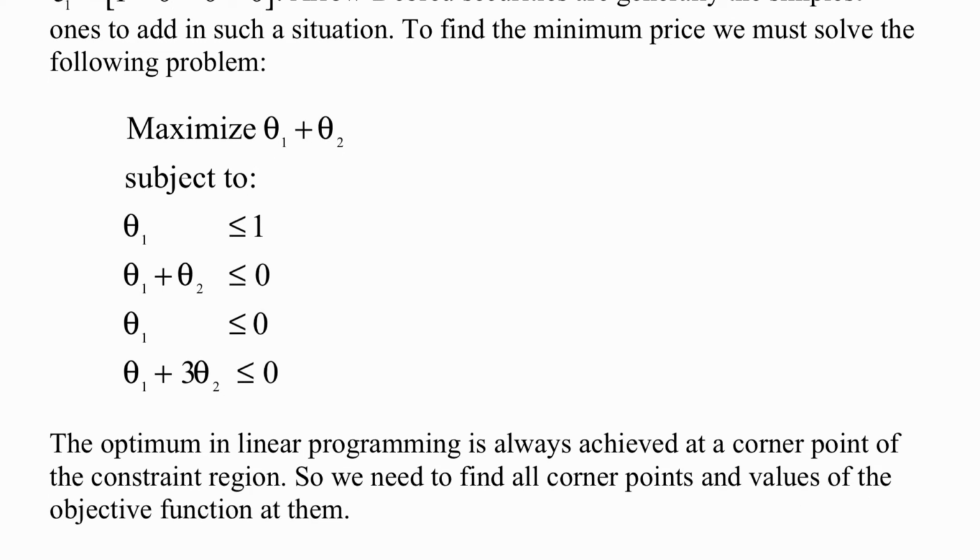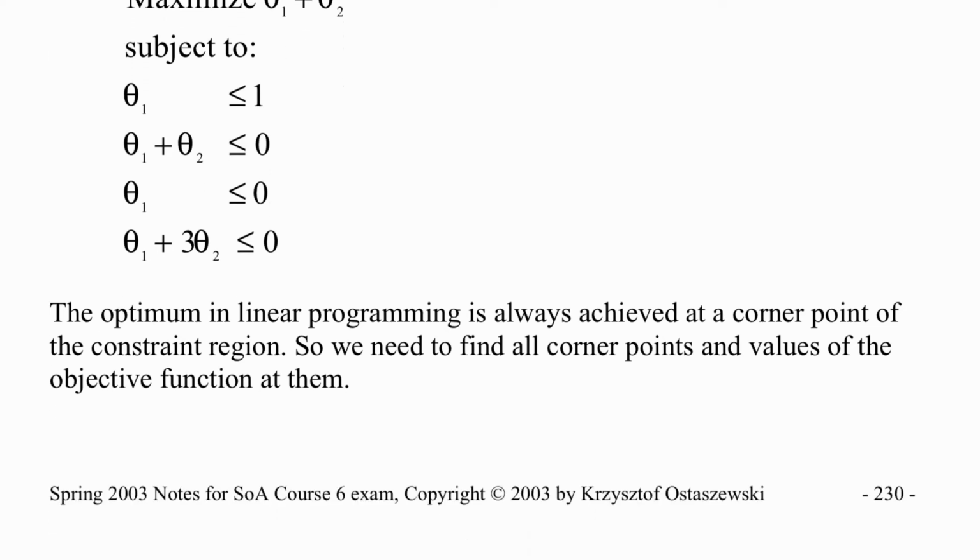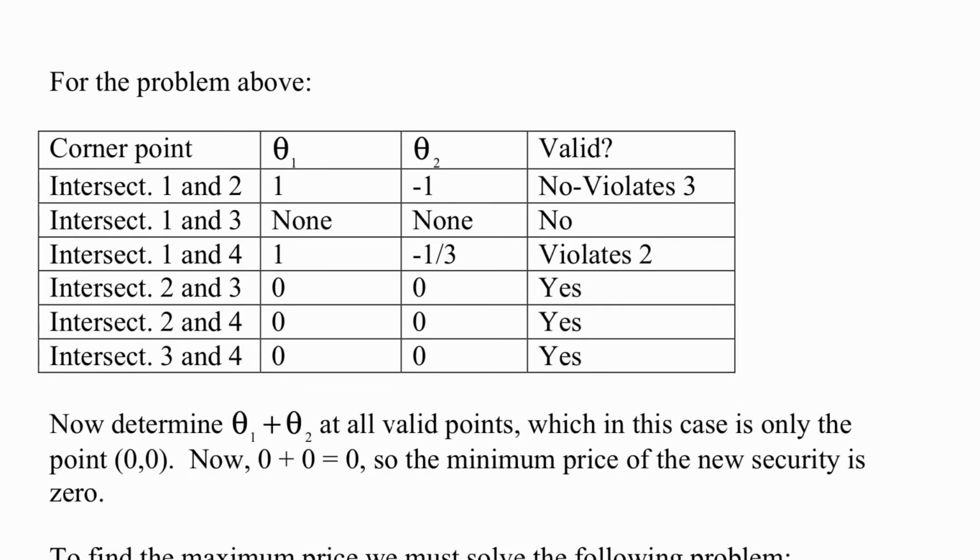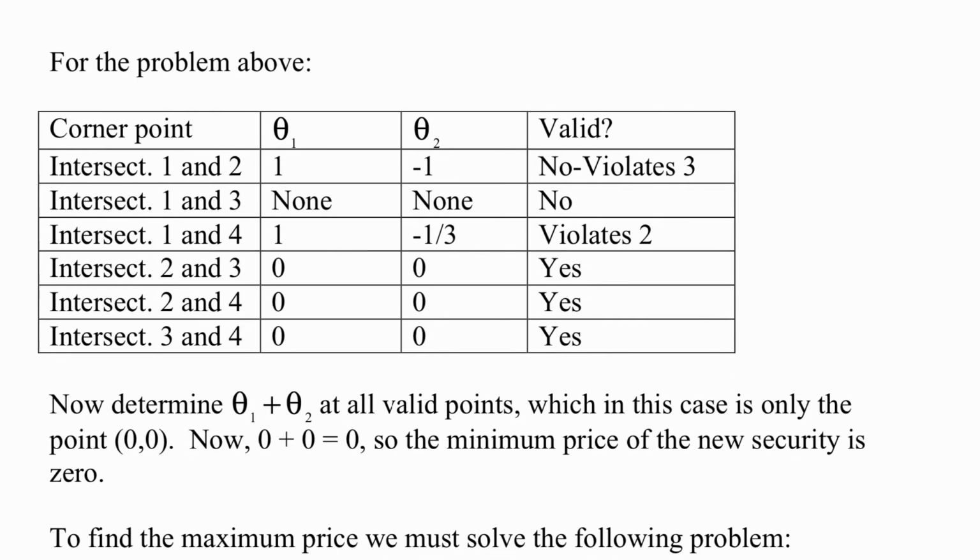The optimum in linear programming is always achieved at the corner point of the constraint region, so we need to find all corner points and values of the objective function at them. And for the problem above, there are 6 corner points, and we have these theta 1, theta 2 for them. So now determine theta 1 plus theta 2 at all valid points, which in this case is only the point 0, 0, and the minimum price of the new security is 0, which we kind of knew.